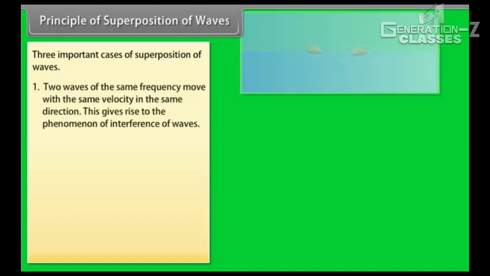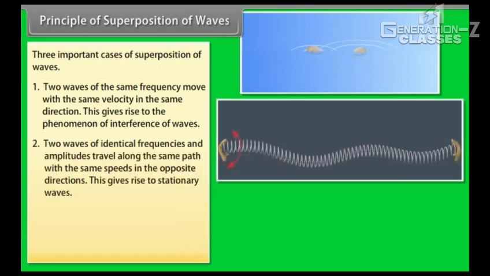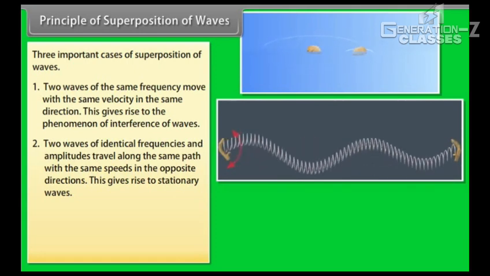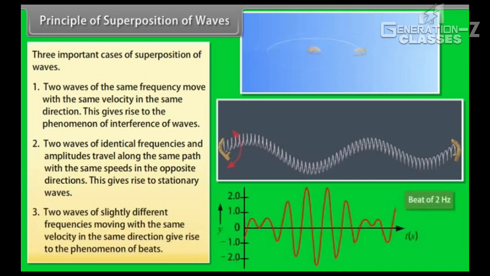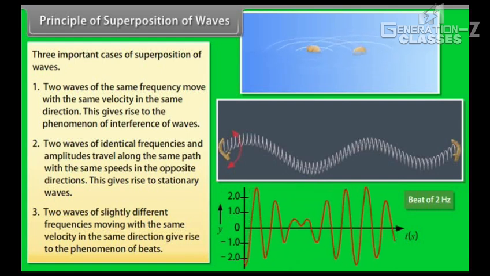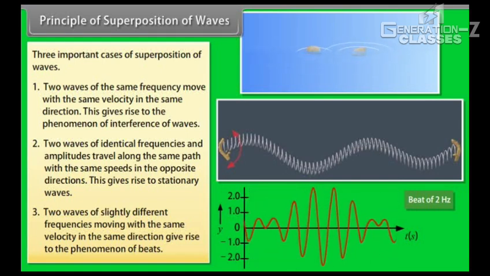Number 1. Two waves of the same frequency move with the same velocity in the same direction. This gives rise to the phenomenon of interference of waves. Number 2. Two waves of identical frequencies and amplitudes travel along the same path with the same speed in the opposite directions. This gives rise to stationary waves. Number 3. Two waves of slightly different frequencies moving with the same velocity in the same direction give rise to the phenomenon of beats.